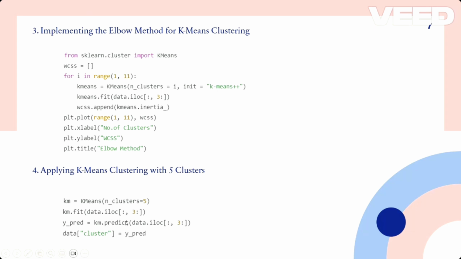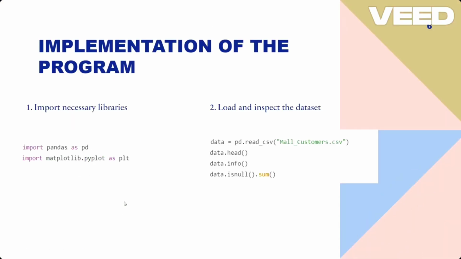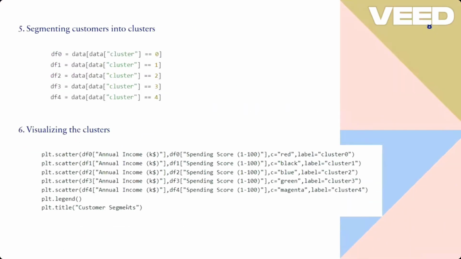km.predict predicts the cluster labels for each customer in the data set. It adds them to the data frame, which stores the cluster label for each customer. Then data['clusters'] adds a new column, clusters, to the data frame, which stores the cluster label for each customer. And then the fifth step is segmenting customers into clusters.